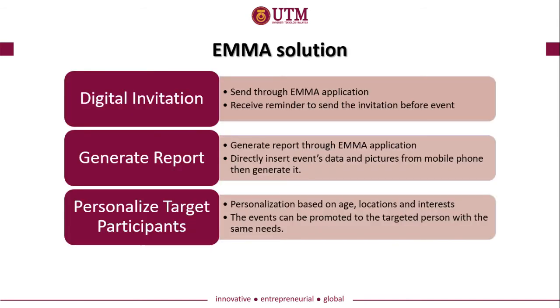So here are the three main solutions that EMA provides for effective event management. So first, we have digital invitation. These invitations are digital, which will be sent through the EMA application. Then the invitee can simply click whether they want to accept or reject the invitation. The organizer also will receive a reminder to send the invitation before the event if there are a few invitations that have not been sent yet.